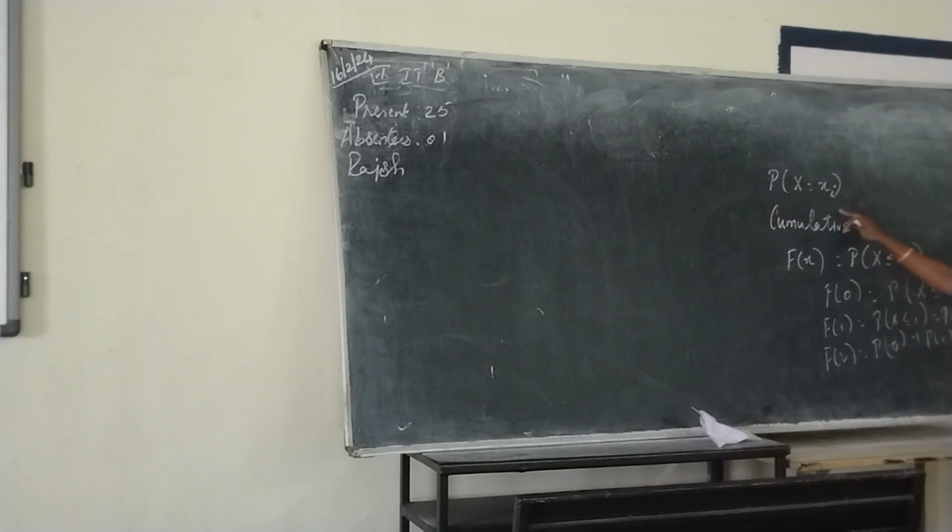probability of capital X equal to small xi. The other way of noting that is small p suffix i. X equal to x1 means this becomes p1. X equal to x2 means this becomes p2, the corresponding probability values.